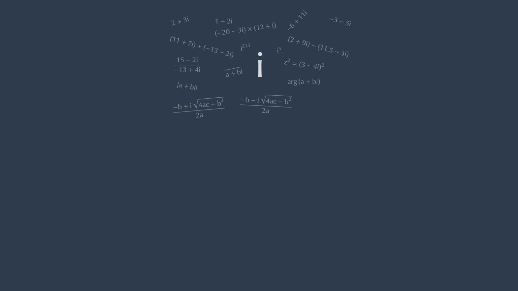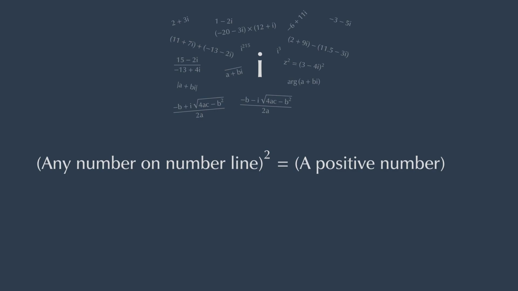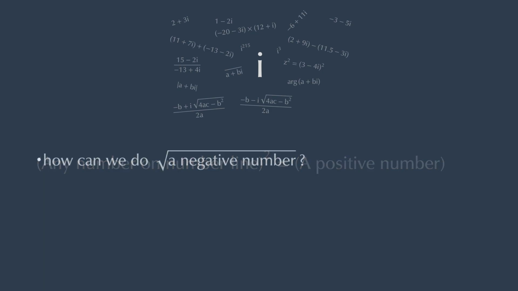Consider the numbers that you're likely comfortable with, numbers on the number line. If you take any number on the number line and square it, you get a positive number. So, there is no number on the number line that can be the square root of a negative number. What then is this definition of i as the square root of -1?